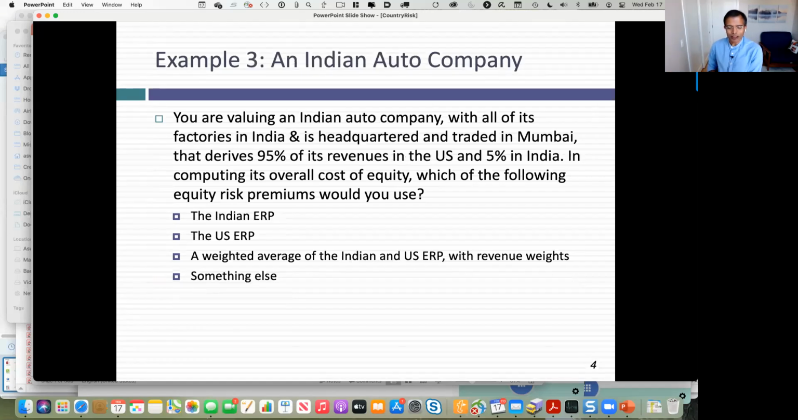Let's complete the picture. Let's suppose you have an Indian automobile company. Its manufacturing plants are all in India. It gets 95% of its revenues in the US, 5% in India. Already you can see here you care about both sides, right? Because unlike the oil company, you can't say, well, you don't care where you get your revenues. If you're selling the bulk of your cars in Europe, that clearly factors in.